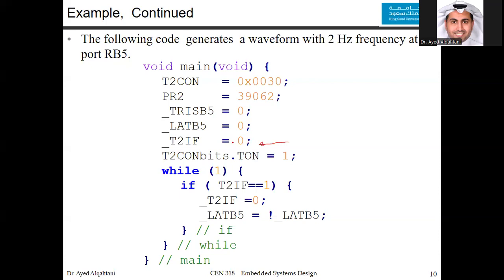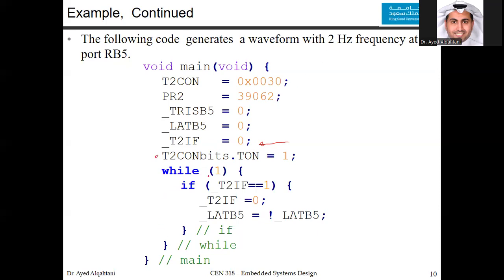When the flag is equal to 1, it tells you that the time started from 0 and reached the PR2 value, which is in our case this value. After this setup, the last statement you would say is, okay, timer, start. So you'd say T2CONbits.TON is equal to 1, and now we start the timer. Now, to generate this waveform, this is the way to do it.